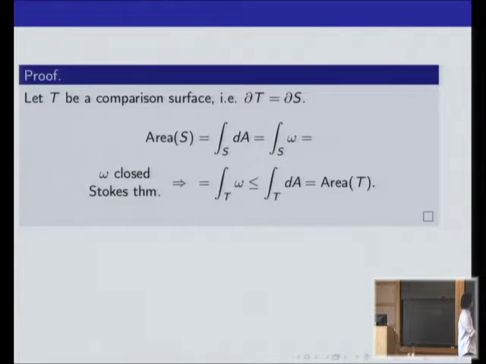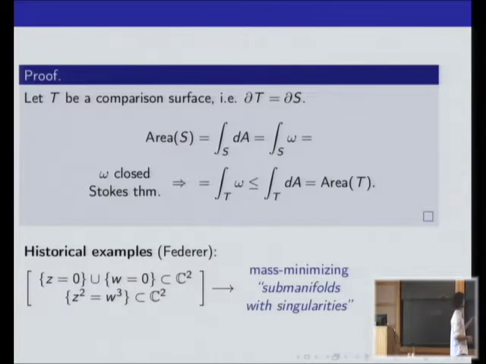Now, why was this interesting? Federer's remark was exactly connected to this. So at the time, it was an open question to ask if an area minimizer for a certain boundary had to be necessarily smooth, or if it could come with singular points. So now consider either of these two examples here in C2. You can take the union of two complex planes, or you might take a holomorphic curve such as this, z squared equals w cubed.